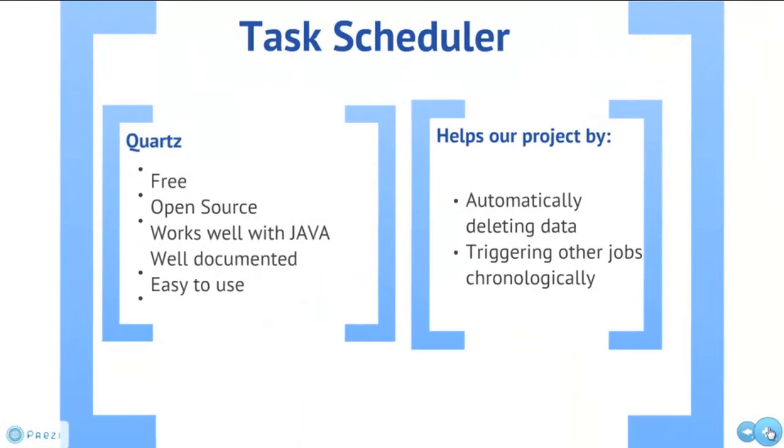A task scheduler was provided by a free and open source library called Quartz from the Terracotta project. Quartz works well with Java, is well documented, and is very easy to use and develop with. A task scheduler helps our project by automatically deleting data, thus providing a window slide effect to the database, as well as triggering other jobs chronologically as required.